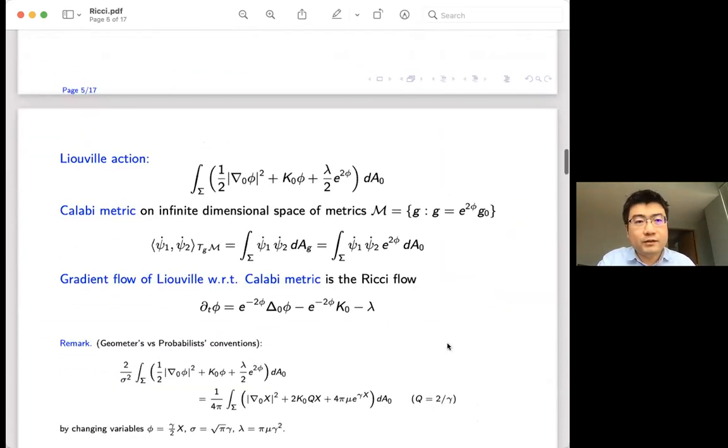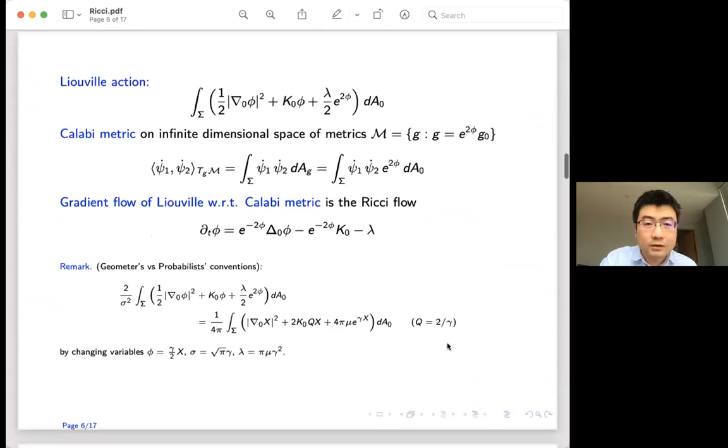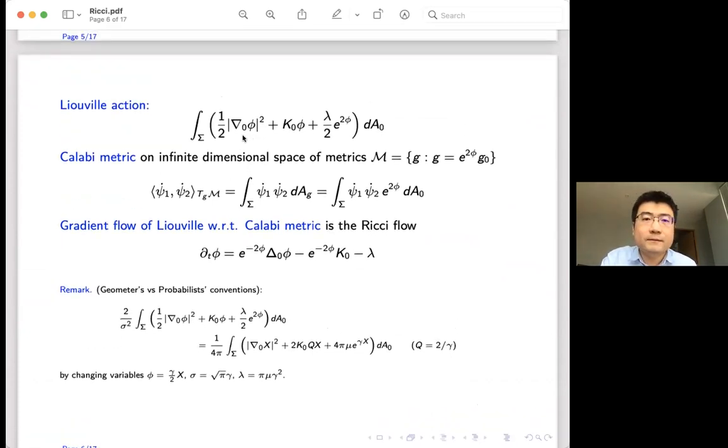Okay, so how is it related to Liouville? In the Liouville action, there are also three terms: the Laplacian term, the curvature term, and this lambda term. So it is similar to that equation of Ricci flow. By the way, maybe for some of the audience, you are more familiar with this way of writing the Liouville action. This is more of a geometer's way, and this is a probabilist's way, where you write the field as X, and then the parameters in the action like mu and gamma. So the GMC here is e to the gamma X, but they just differ from my notation by a very simple change of variable.